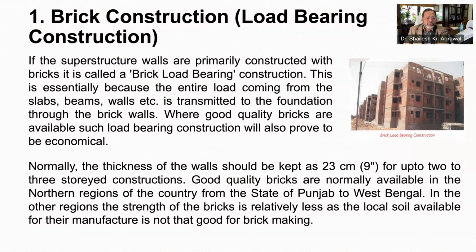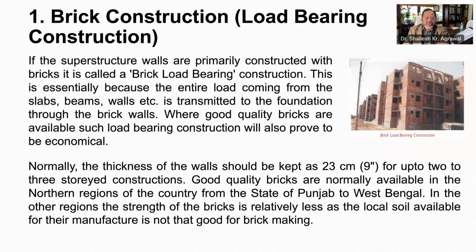As explained just now, here the superstructure walls are primarily of bricks, and essentially the entire load coming from slab, beams, walls, etc. is transferred to the foundation through brick walls. Particularly in northern India, where good quality bricks are available, this kind of construction is quite prevalent and proved to be economical. Normally, the thickness of wall is kept 9 inches or 230 millimeter for construction of houses up to 2 to 3 story. As I told you, good quality bricks are available in northern region of our country from Punjab to West Bengal, and therefore this construction is preferred.